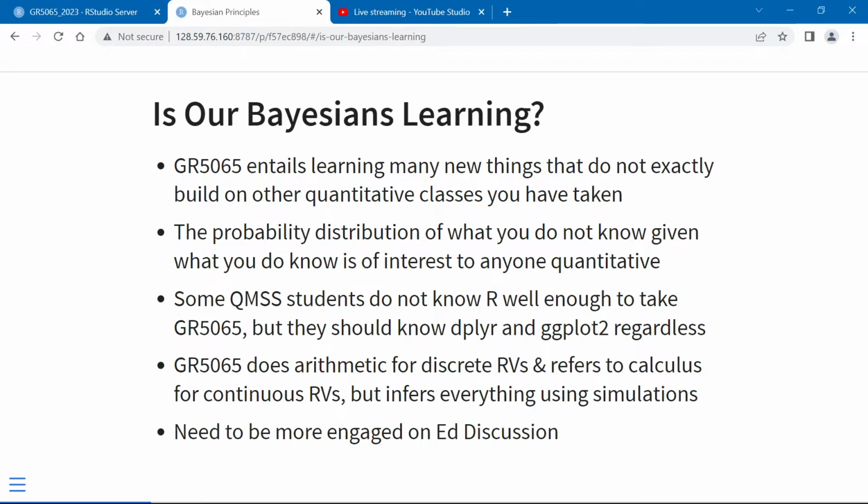And to do that, we need everybody, particularly those who are struggling, to be more engaged in the online platform and discussion. I would say most people are not averaging a good contribution online per week.